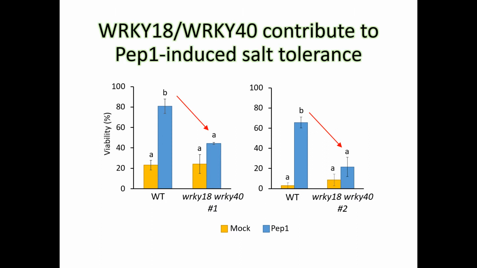We then performed qPCR analysis on a marker gene selected from the heat map. This marker gene, PTR3, as you can see here, is de-repressed in the WRKY18/40 double mutant under salt stress. So this tells us that WRKY18 and 40 positively regulate PEP-induced salt tolerance.